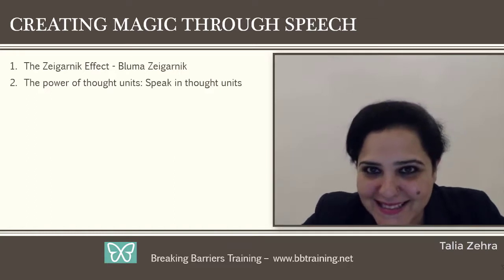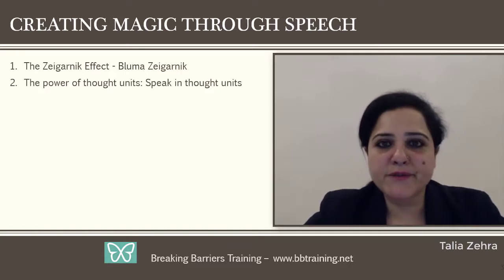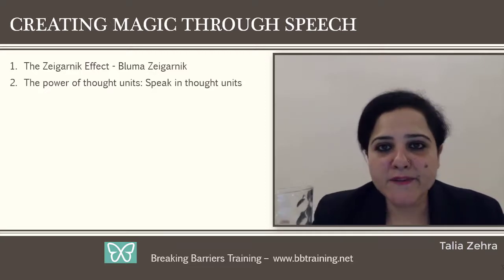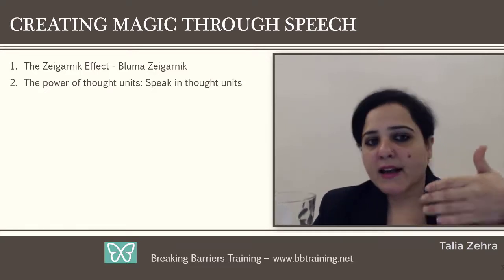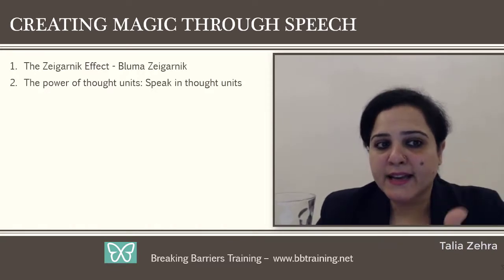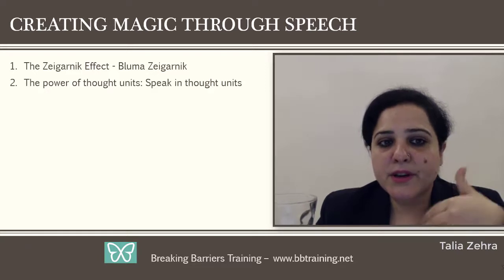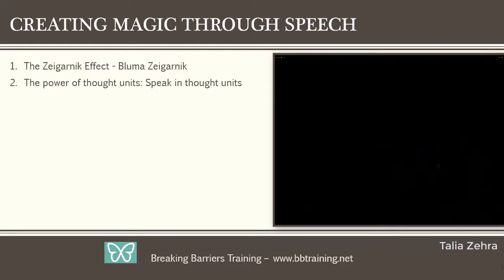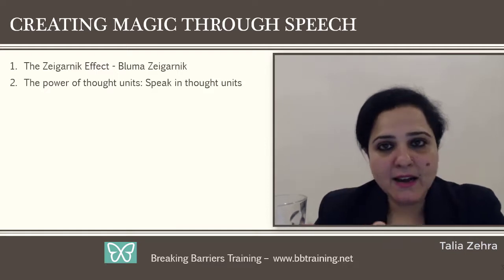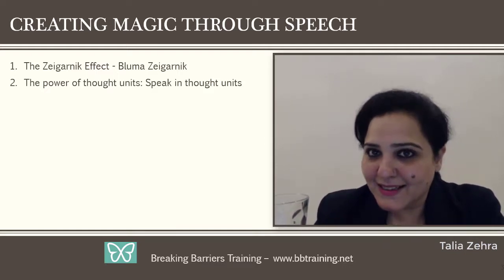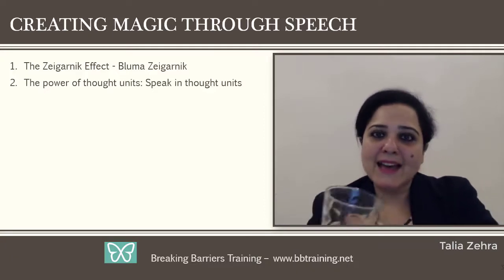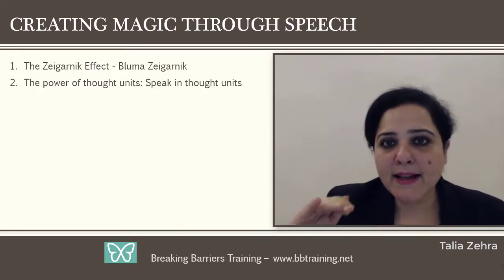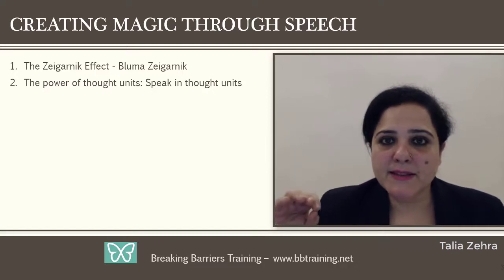Now, what are thought units? Say, for example, if I have to speak on this glass, which is what I could see around me, how can I add the Zeigarnik effect? I can add it in my speech if I speak in thought units. Thought unit means speaking in small sentences. For example, this is a glass. It has water in it. It has clean drinking water in it, and so on. Now, when I'm speaking slow in small thought units, I'm actually adding magic in my speech.